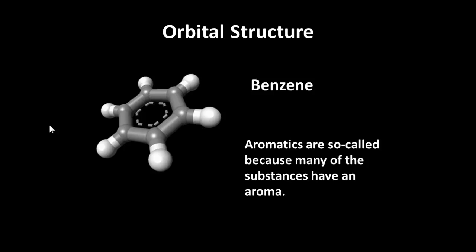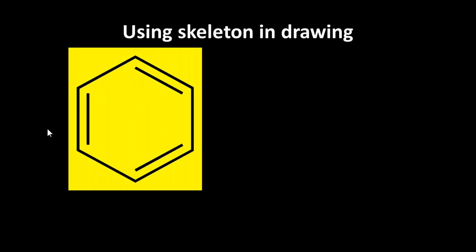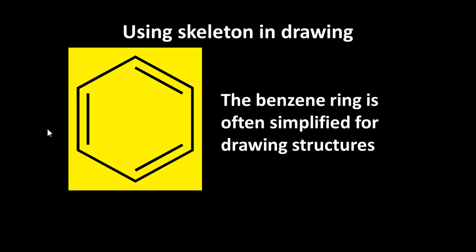We call them aromatics, by the way, because they often have a perfume or a smell. So that's where that name comes from. Okay, let's look at the carbon skeleton idea. So here we've got the ring of 6 carbons, and we've just shown the positions of the double bonds as if they were fixed. Remember, this is just for convenience in writing out formulas. So this is the benzene ring.